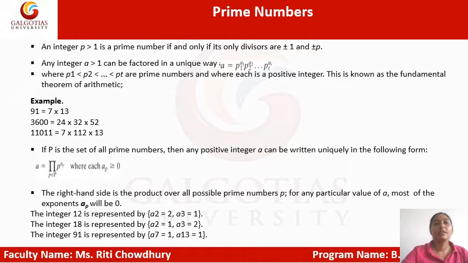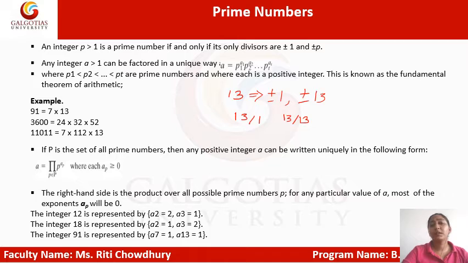Now here we can see, if any integer p greater than 1 is a prime number, then p has only two divisors: one is plus minus 1 and another one is plus minus p. Suppose we are considering 13. 13 is a prime number, so it has two divisors, plus minus 1 and plus minus 13. You cannot have any other divisor. 13 is divisible by plus minus 1, or by 13 itself.